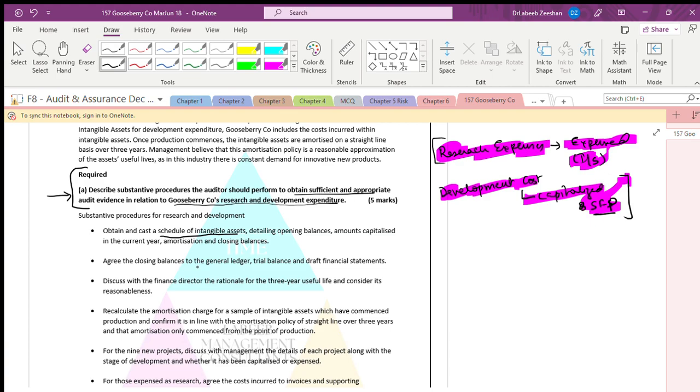You will have an audit plan. You know what tasks you have to do. If they have been assigned for research and development, obtain and cast, make a total of the schedule of intangible assets. What we are doing? We are talking about opening balances, whether closing balances and opening balances have been carried forward correctly or not. We are talking about which amount has been capitalized in the current year. How much is the development cost capitalized in the current year?